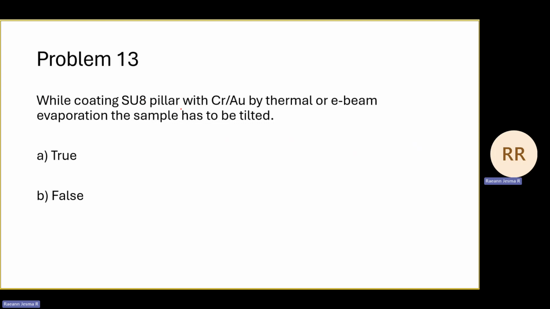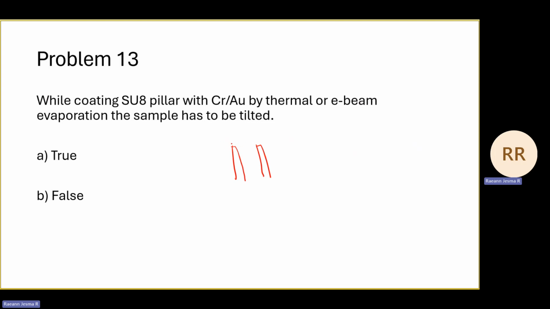While coating SU8 pillar with chrome gold by the thermal or E-beam evaporation, the sample has to be tilted. Is it true or false? So why are we doing this process where we are coating SU8 pillar with chrome gold? That is because we want to make the SU8 pillars conductive, right? And that's why we want to do it.